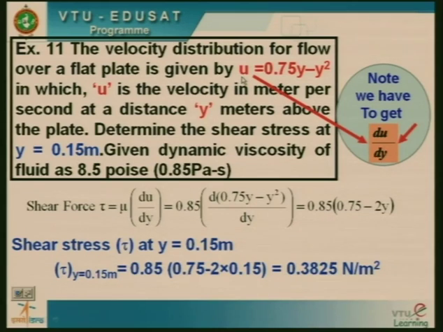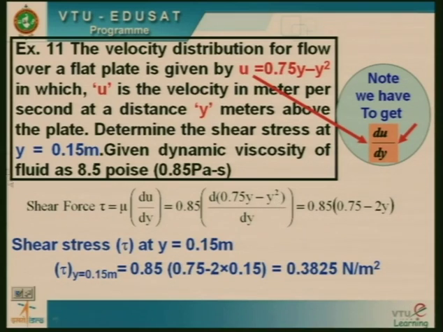What you have to do? You have to differentiate the velocity distribution formula with respect to the distance, du by dy, which will be, I will write here, tau is equal to mu into du by dy, 0.85 as given here. You can see the dynamic viscosity of the oil into du by dy. I can see here with the cursor d by dy of the u. What is the u value? U value is 0.75 y minus y square.